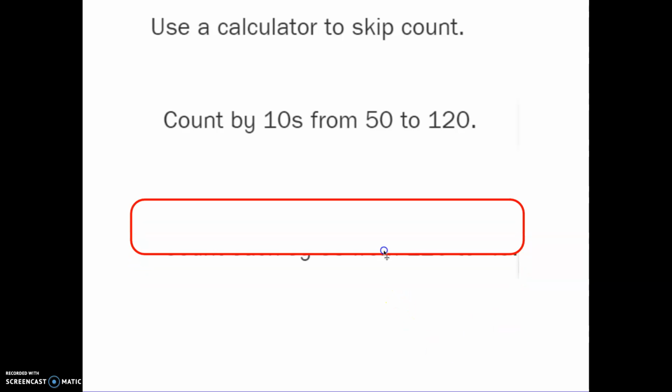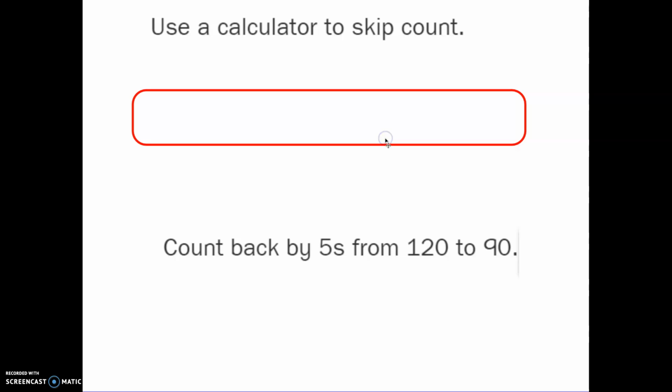Clear it out. Now we're going to count backwards by fives. You've cleared it. Type in 120 and then the minus sign, 5. So you've done 120 minus 5. Hit the equal sign. Every time you hit the equal sign, it should go down by 5. So 120, 115, 110, 105, 100, 95, 90. We're going to try that a few more times.